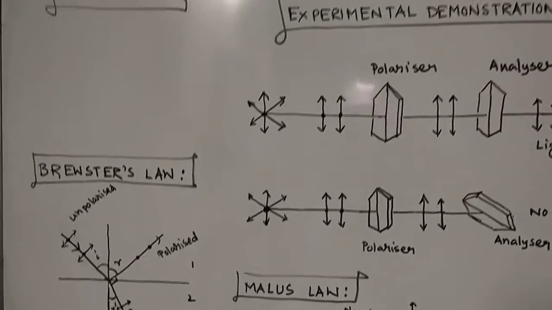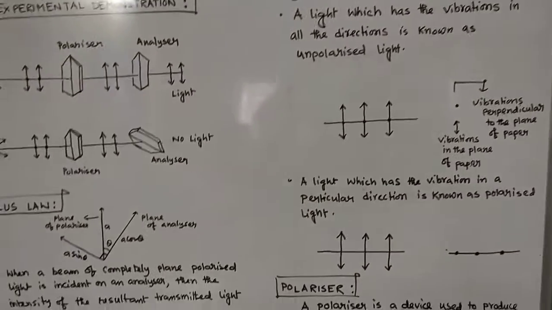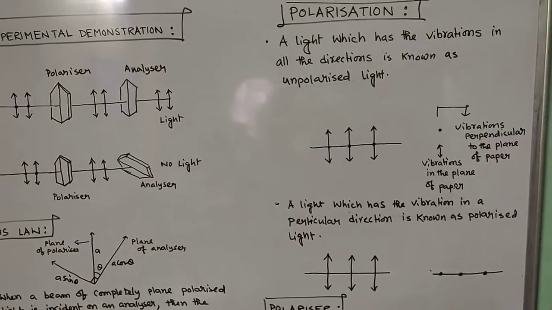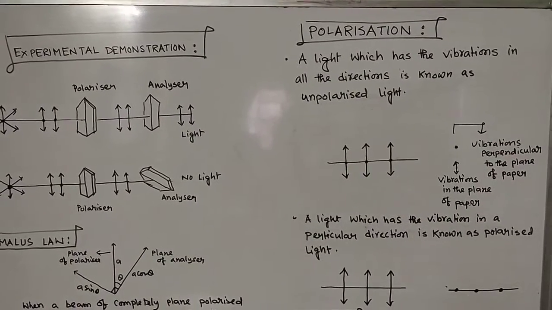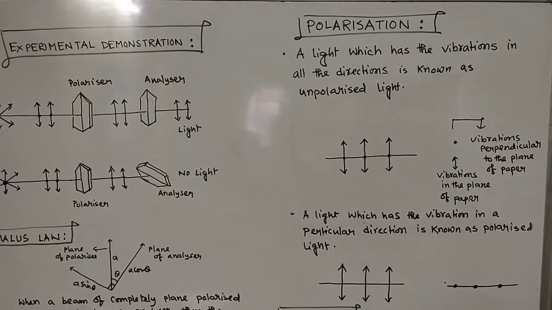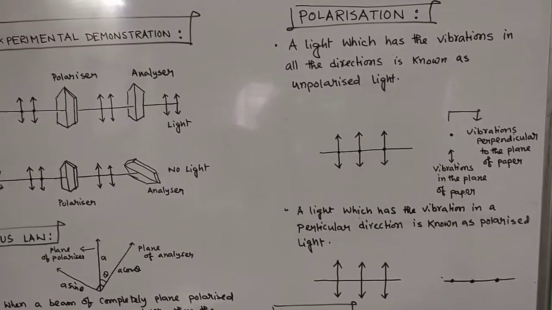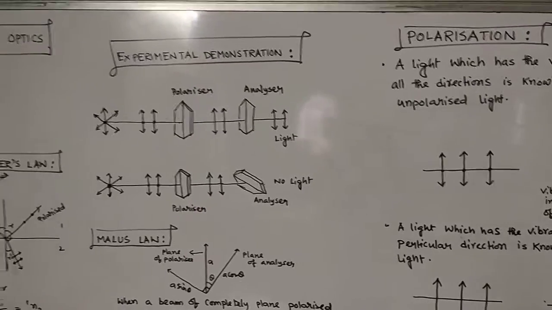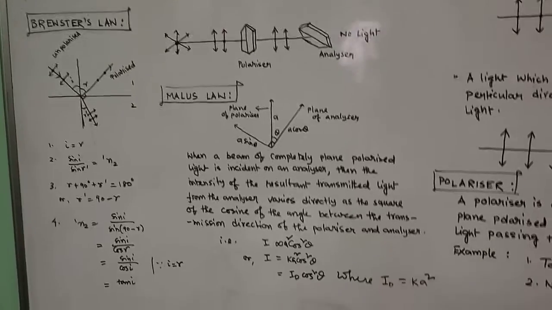So please go through this part and try to find out your doubts and check. Unpolarized light is composed of vibrations in more than one particular direction, and polarized light is composed of vibrations only in a specific direction. That is the difference between polarized light and unpolarized light. And you can make unpolarized light into polarized light by using a polarizer, and the same polarizer you can use as an analyzer. And two laws: the law of Malus, and another one is Brewster's law.